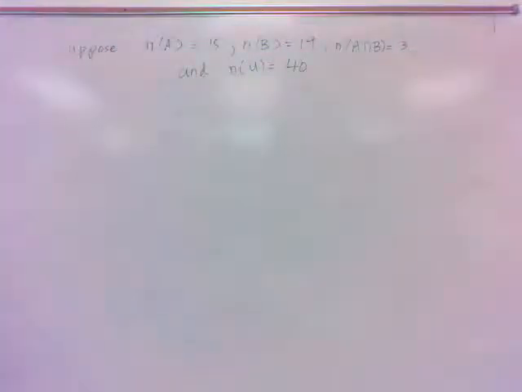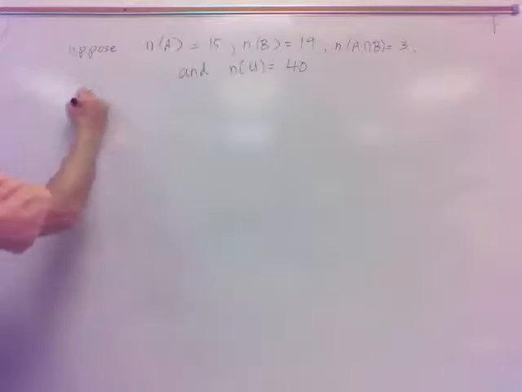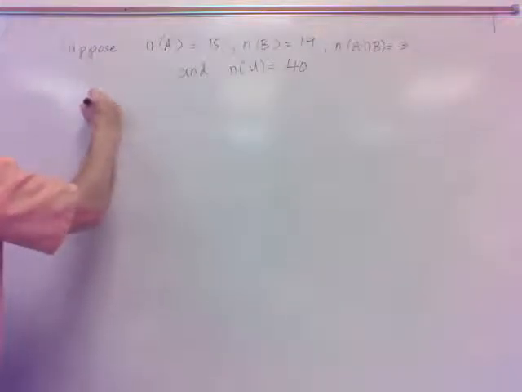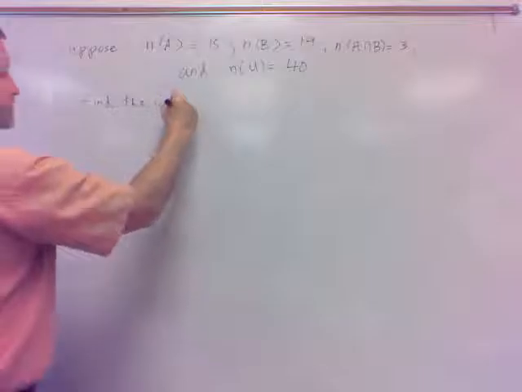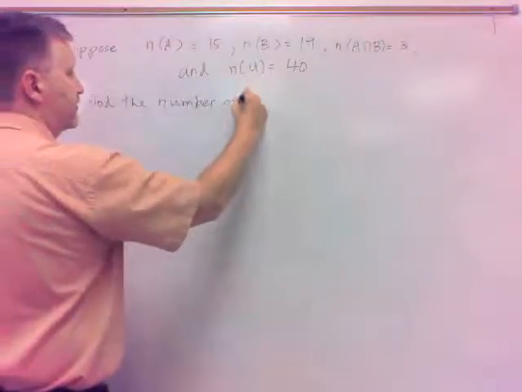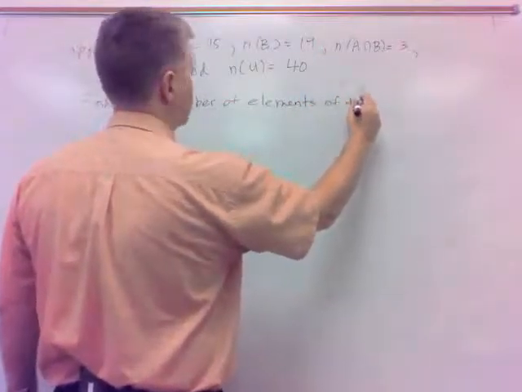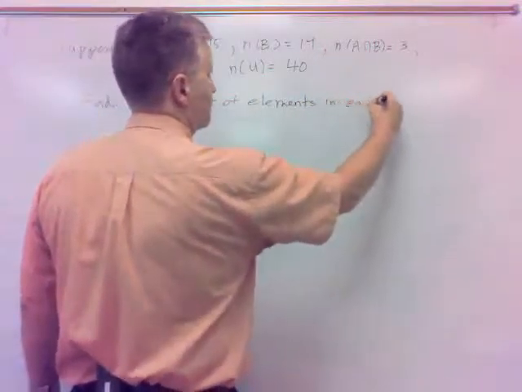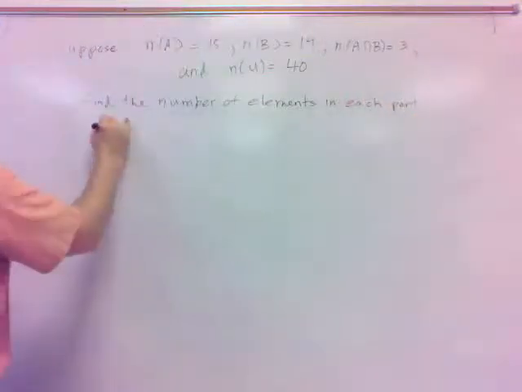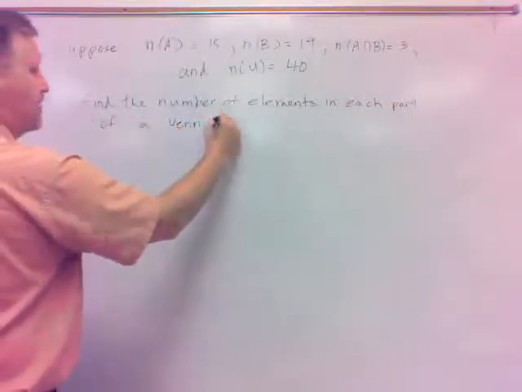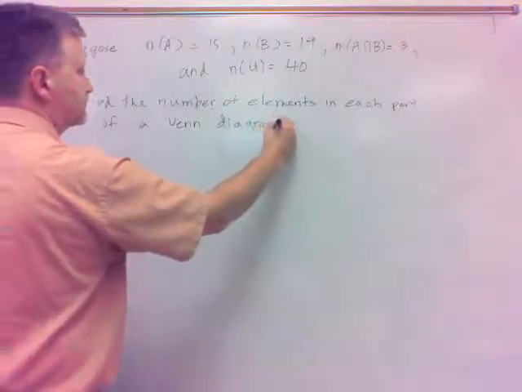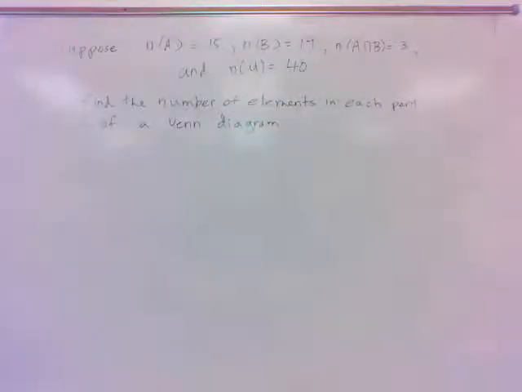Okay, that's the information provided. Here's what I want to do. Find the number of elements in each part of a Venn diagram. Kind of a little different twist on the things we've been doing, but similar in a lot of ways.